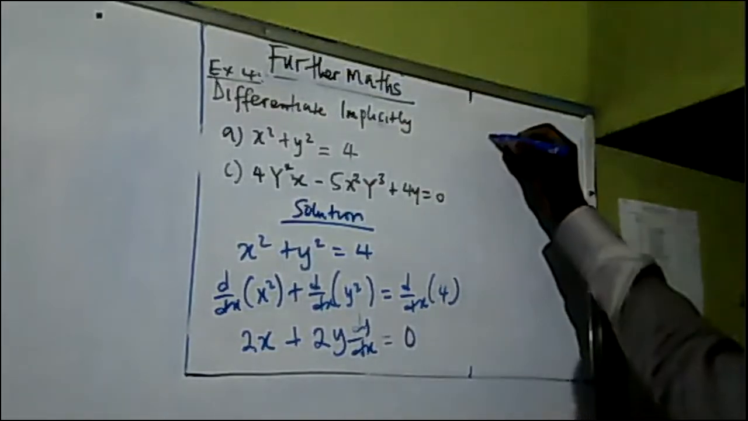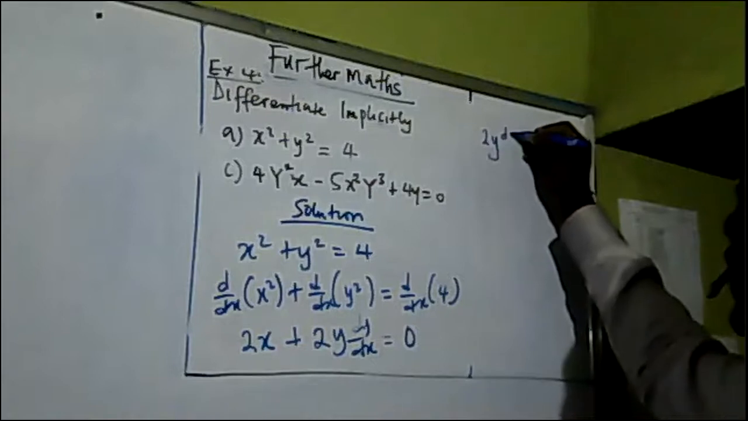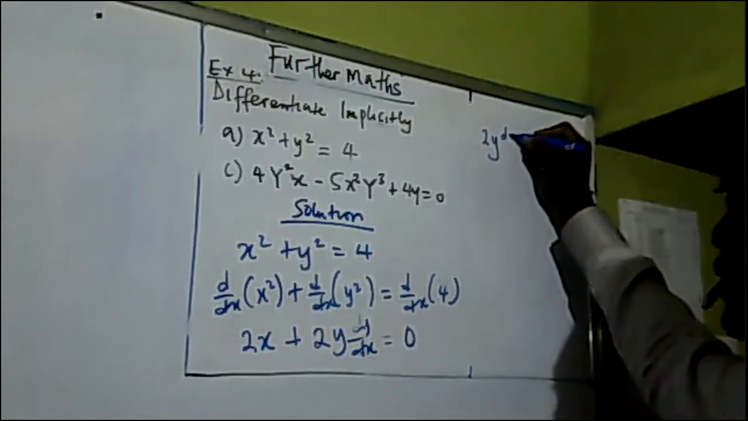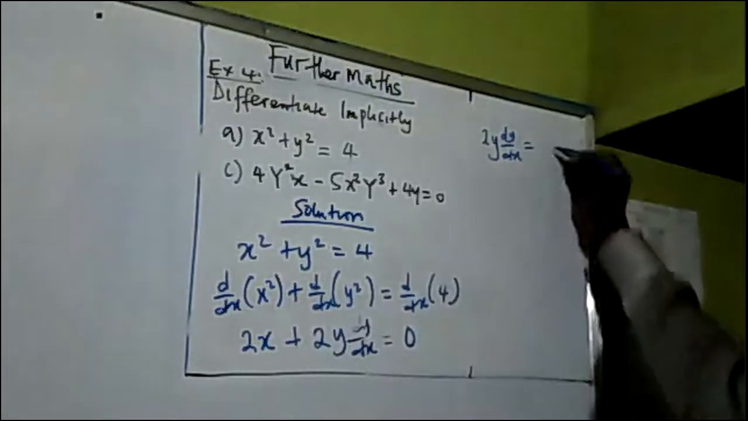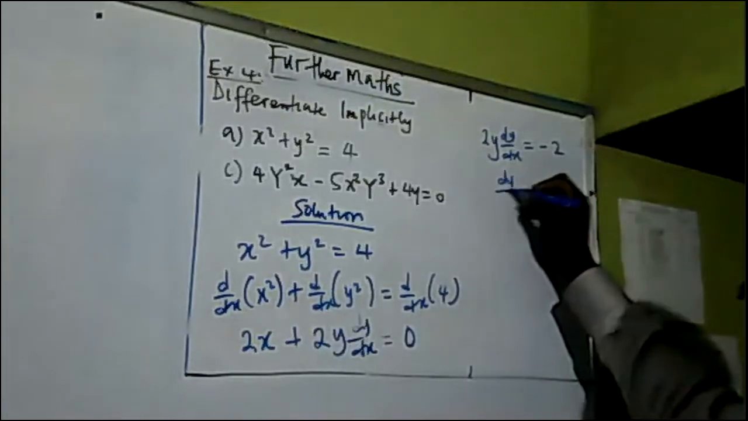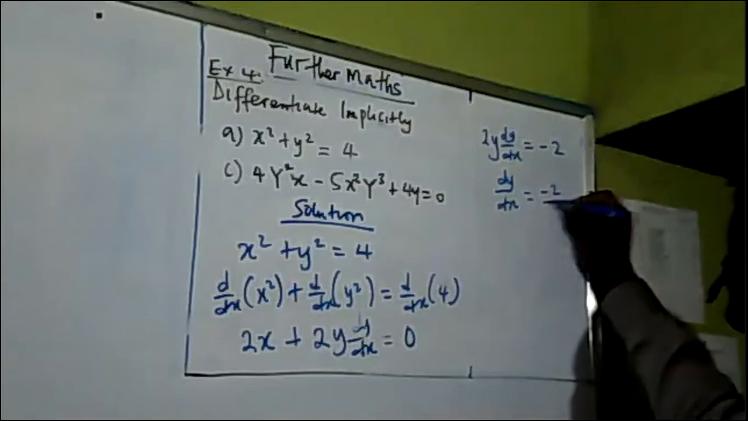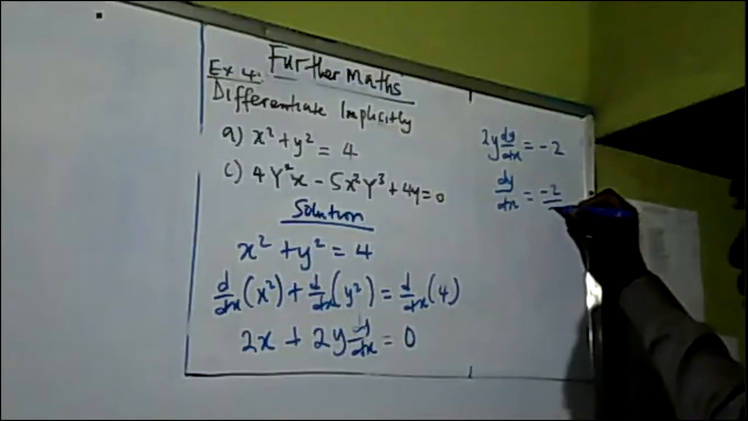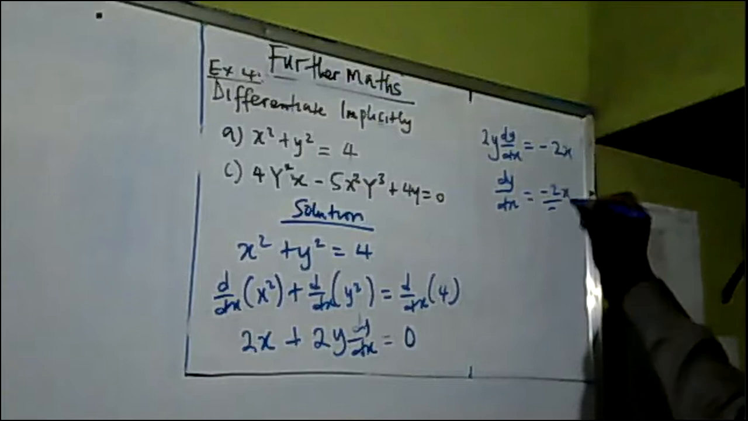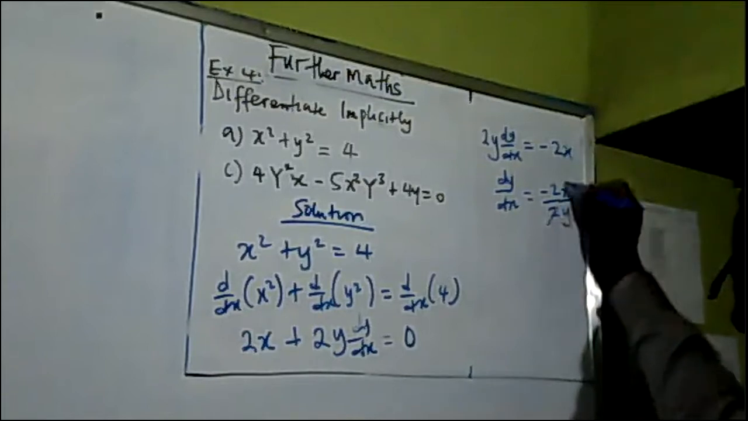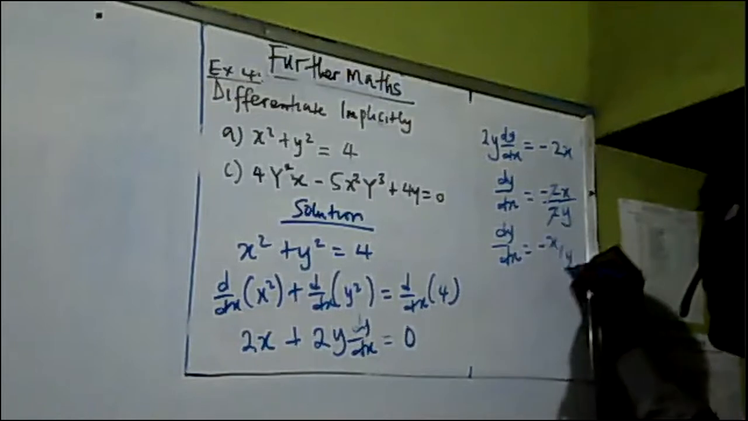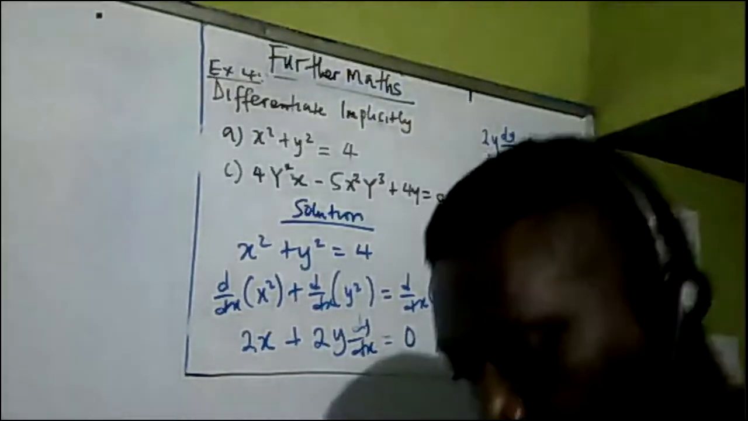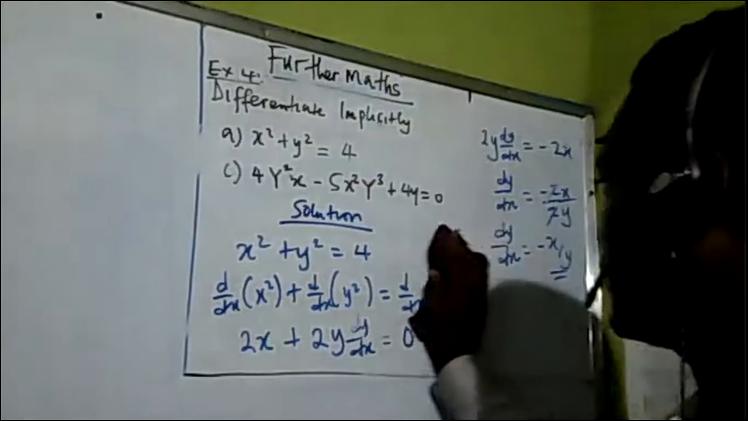So we said that 2y dy over dx will be equal to, this one will move to the other side, that is minus 2x. So dy over dx will give me minus 2x over 2y. If you cancel out, dy over dx will give minus x over y. So we are done with that.